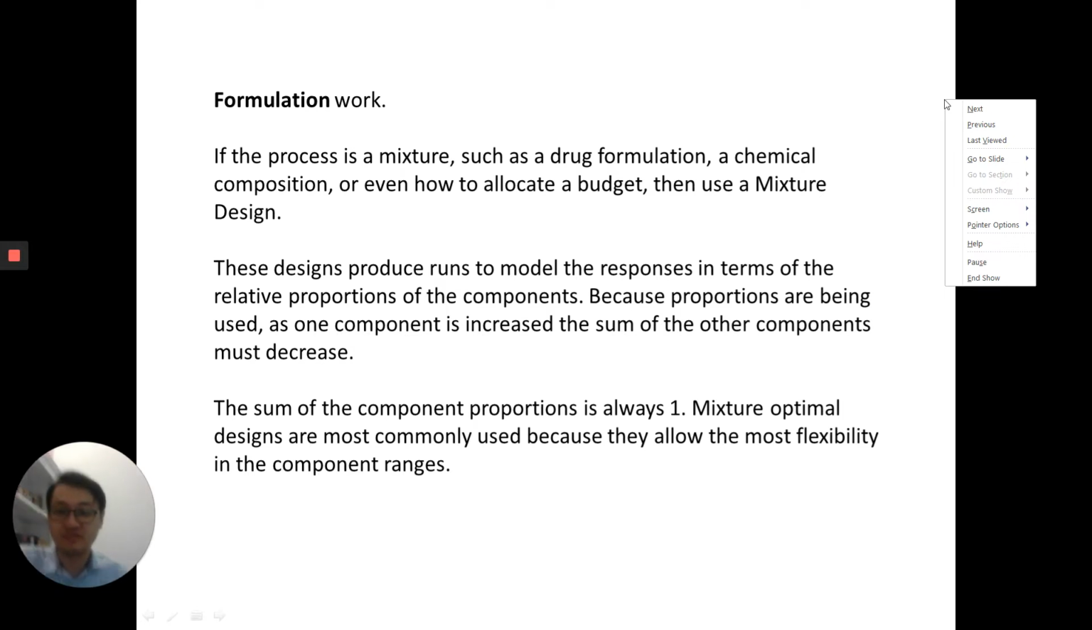This design actually produces runs to model the response in terms of relative proportions of the components. So when one component increases, the rest of the components' proportions will actually decrease. For example, component A increases to 70%, then component B will decrease to 30%. So the sum of the component proportions is always 1 or 100%.